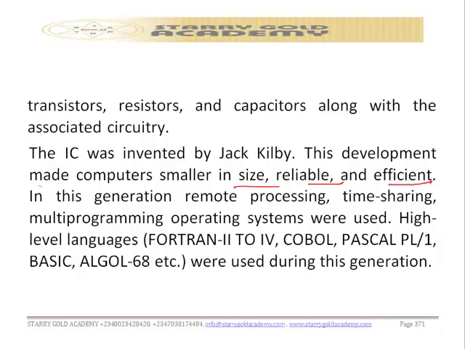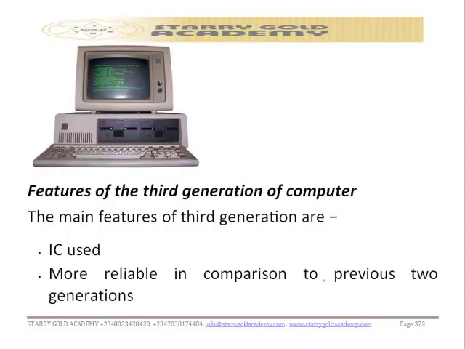Okay, so in this generation, remote processing, time sharing, and multi-programming operating systems were used. High-level languages such as Fortran 2, Fortran 4, COBOL, Pascal, PL/1, BASIC, Algol 68, etc. were used during this generation. Okay, so this is an example of a third generation computer.